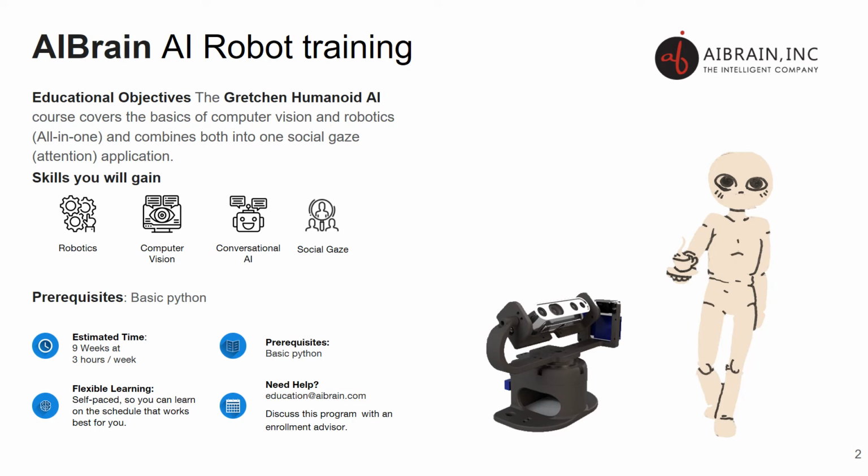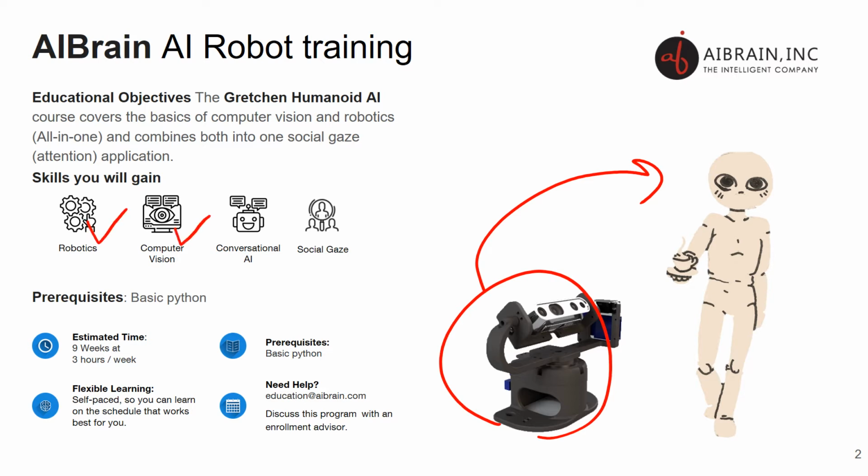We're building a humanoid robot at AI Brain. We created this course so that everybody can join our adventure as we build a humanoid robot. Our first course is based on the Gretchen head, which is a prototype for any robot head a humanoid robot might have. In this course, we want to develop a social gaze system for humanoids by covering robotics, computer vision, conversational AI, and social gaze.